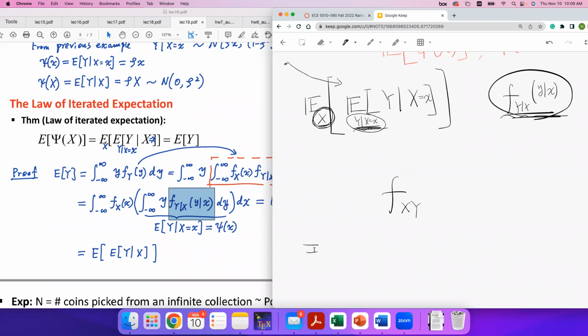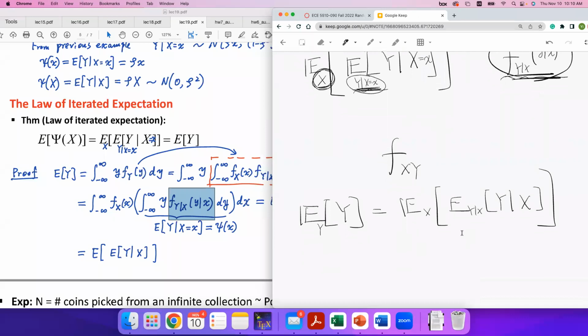So that's why, in general, we write E_Y, of course this expectation is taken over the randomness of y, equal to E_X of E of y given X. Right. So this is called iterated expectation.